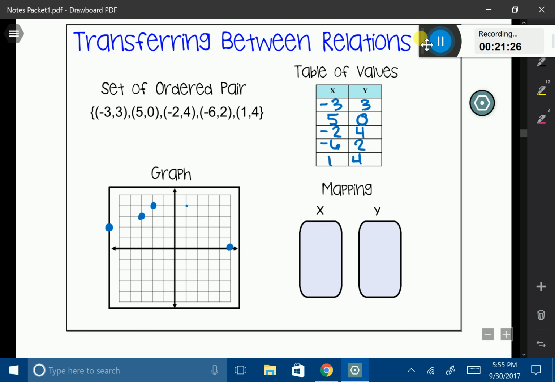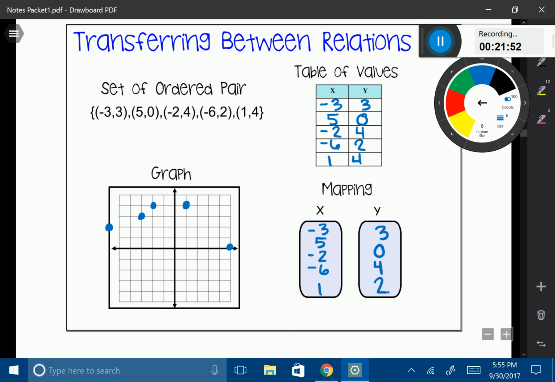Okay, and then I'm going to move to my mapping. I'm going to go ahead and put my values there. Hopefully they fit here. I'm going to do -3, 5, -2, -6, and 1. And it looks like I have the 4s repeating, so I'm going to say 3, 0, 4, and 2.